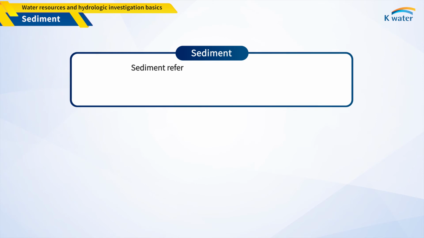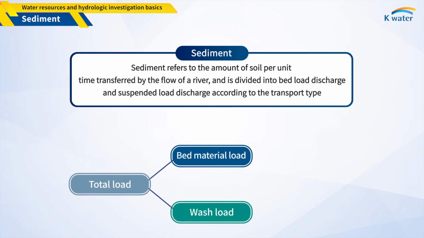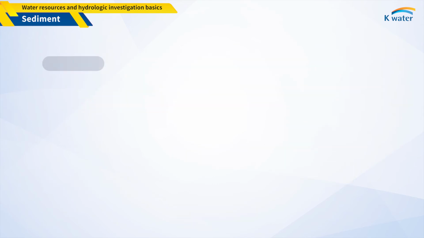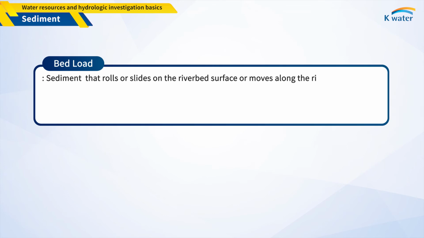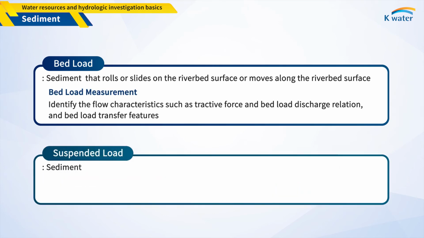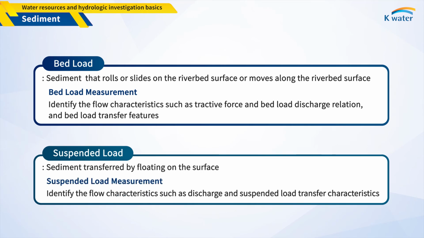Next, we're going to learn about sediment measurement. Sediment refers to the amount of soil per unit time transferred by the flow of a river, and is divided into bed load and suspended load sediments according to the transport type. Bed load means sediment that rolls or slides on the riverbed surface or moves along the riverbed surface. Suspended load is sediment transferred by floating on the surface.